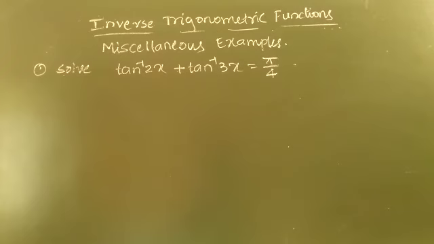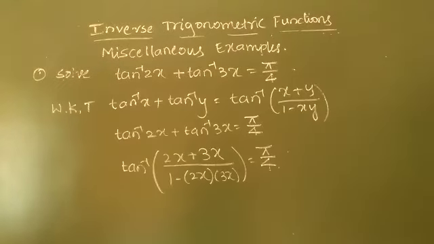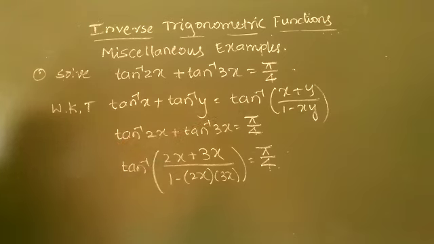Consider the LHS part only, for your understanding. It is in the form of tan inverse x plus tan inverse y. What is tan inverse x plus tan inverse y? We have the property: tan inverse of (x plus y) divided by (1 minus xy). First we write the given, after that we apply the formula. Tan inverse x plus tan inverse y is equal to tan inverse of (x plus y) divided by (1 minus xy).